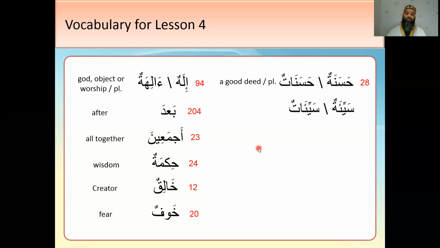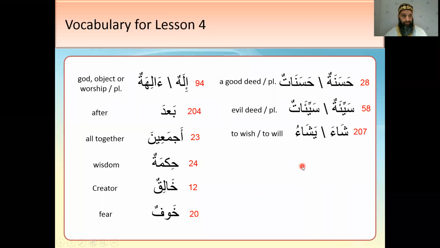Next one, sayyi'atun. It can maybe also mean good as well, I think. Evil. Evil deed, 58. Next one, sha'a. Ma sha'Allah, insha'Allah. Will. Insha'Allah, if Allah wills. Ma sha'Allah, what Allah willed. Sha'a means to will, to wish.